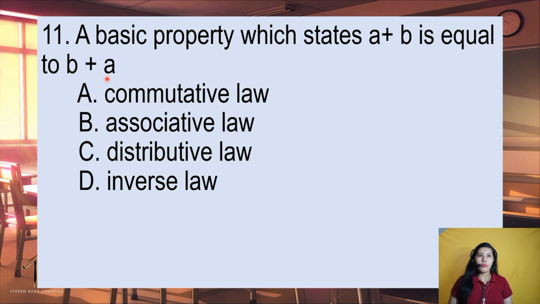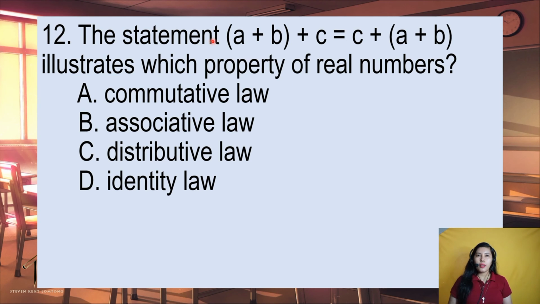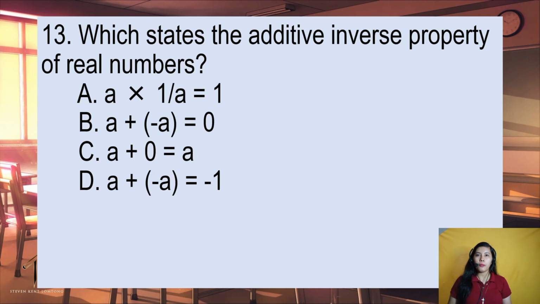So we have here a question: a basic property which states A plus B equal to B plus A, that is commutative law. So we have the statement A plus B plus C is equal to C plus quantity A plus B, which illustrates which property of real numbers? So that is, grouping doesn't matter, associative law. Which states the additive inverse property of real numbers? So additive inverse, that is A plus negative A is equal to 0.